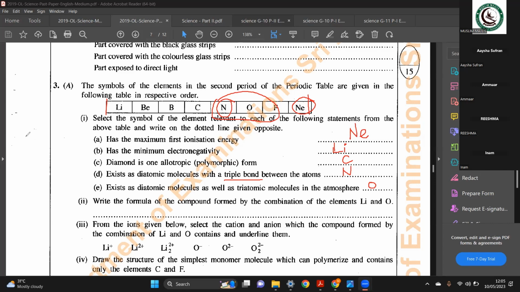Okay, then Roman number 2, write the formula of the compound formed by the combination of lithium and oxygen. That is, we know lithium normally forms a +1 charge. Oxygen normally forms a 2- charge. So it's just a matter of exchanging them. You would get lithium oxide.